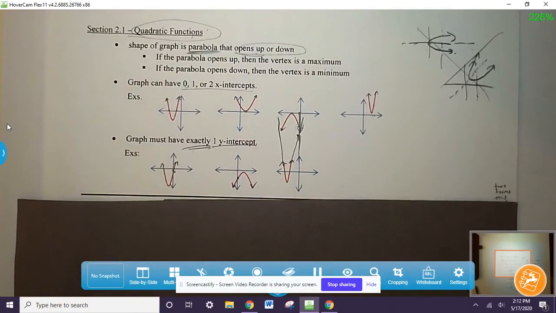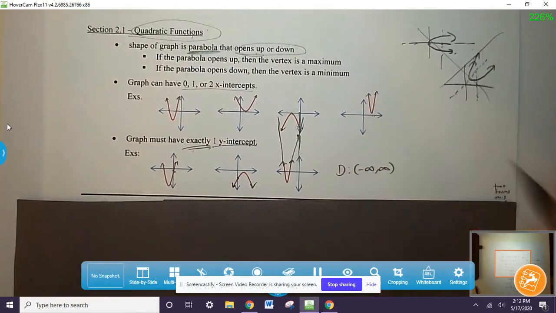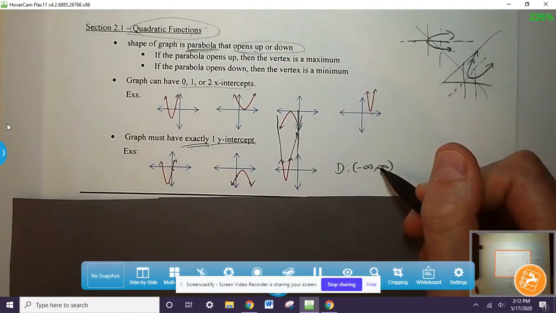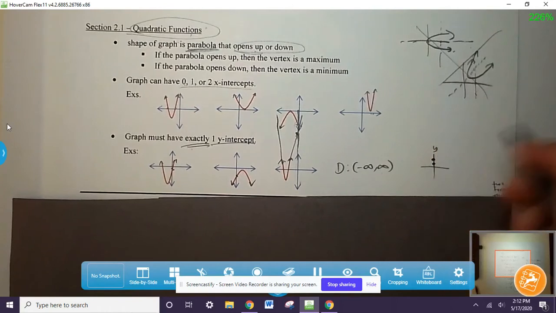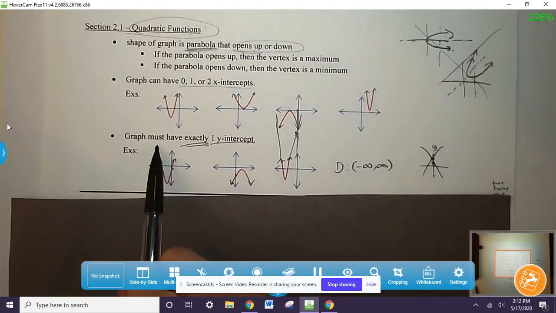And just to remind you, because the domain for each of these is all real numbers, they go forever to the left and forever to the right, eventually you have to cross the y-axis. And you certainly can't have more than one y-intercept, because no matter what your graph looks like, if you have 2 points on the y-axis, you'd fail the vertical line test. So all of the graphs for quadratic functions will have exactly one y-intercept.